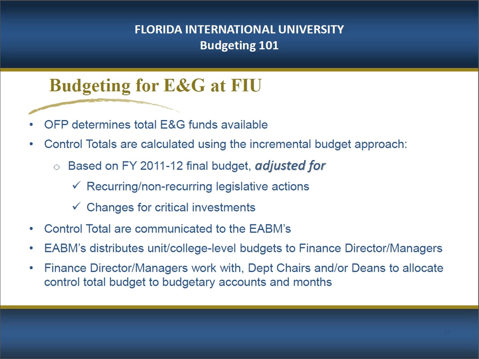These control totals are communicated to the EABMs and distributed to the unit and college level. In turn, finance directors and managers work with their respective department chairs and deans to allocate the total budget to the various accounts and months.